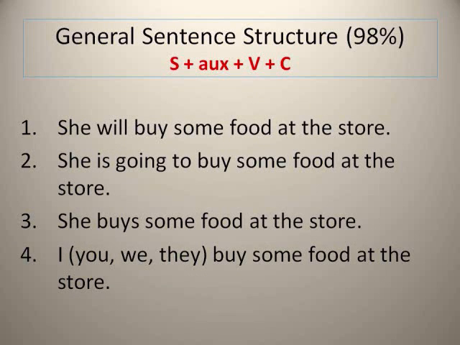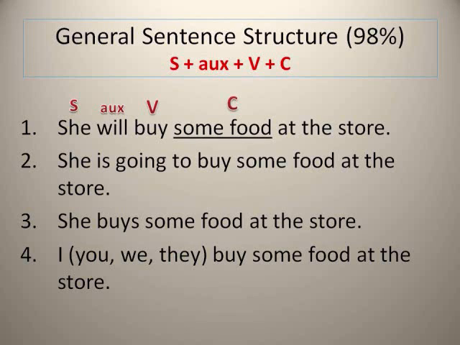Here we have four sentences with very similar information in between, and we're only changing the sentences a little bit. Let's take a look at the first one and decide, okay, what's the verb? Clearly the verb is the action, buy. Then we look at the subject, who does the action, and this is she. After that, will indicates your auxiliary.